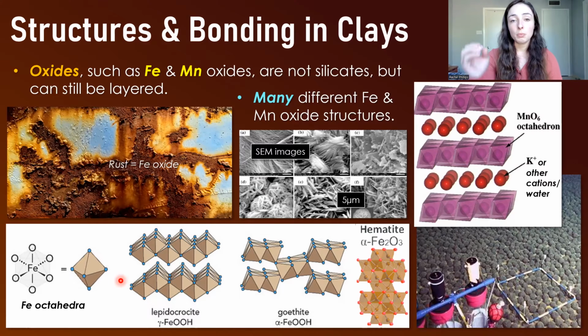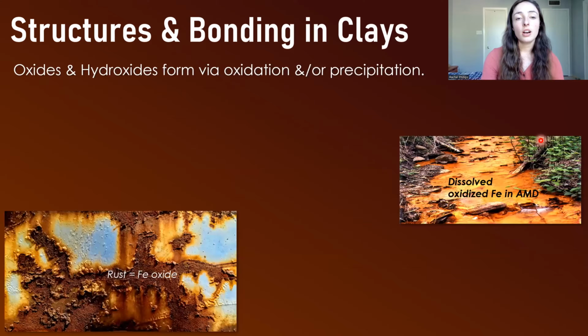But again, the simple building block of all of these mineral structures is just an oxide octahedra. In this case, it's an iron oxide octahedra. So iron at the center with 6 oxygen atoms surrounding it, just like the manganese oxide octahedra. And oxides and hydroxides often form from straight oxidation of solid phase reduced iron or reduced manganese.